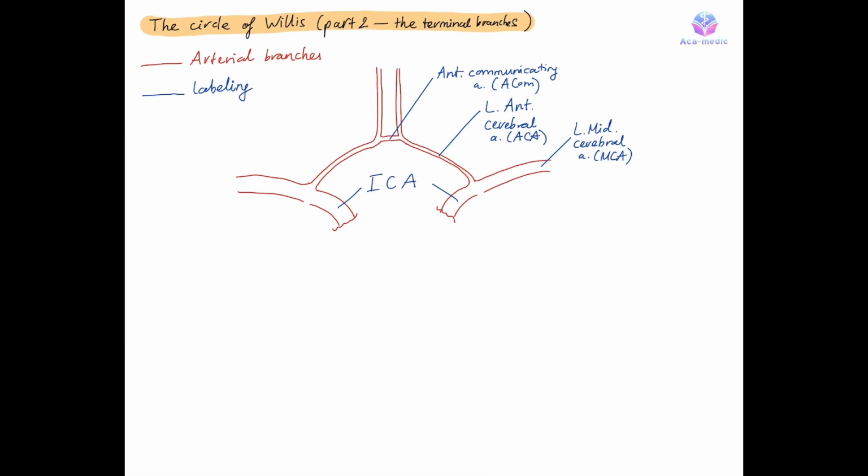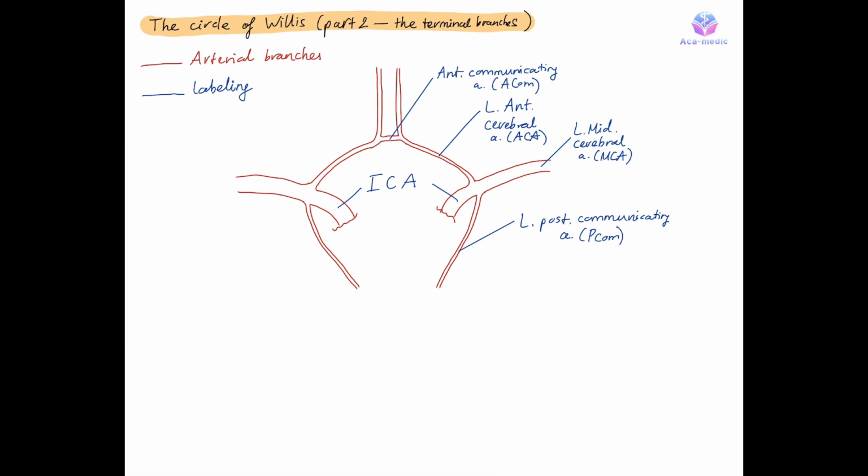Okay, all right. So now, next stop, the ICA are going to give off these two branches there, going posteriorly. These branches have usually quite tiny caliber, and they are going to be called the posterior communicating arteries. For example, right here, you will have the left posterior communicating artery, or PCOM for short.